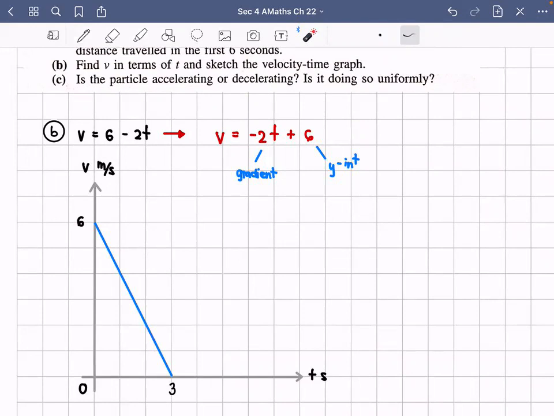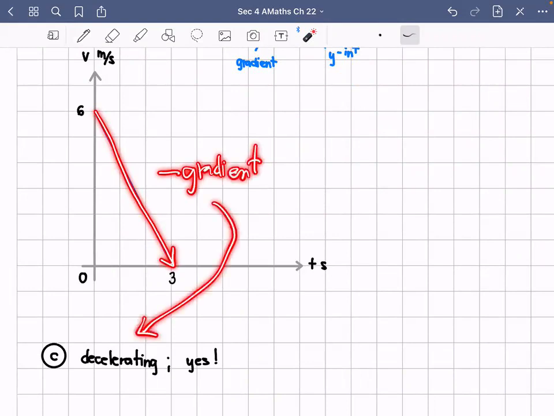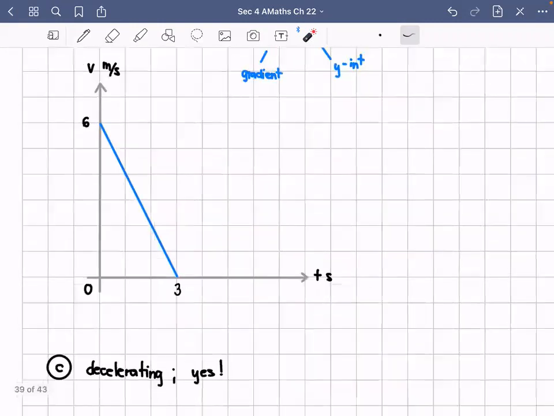All right. So let's go to letter C. Is the particle accelerating or decelerating? Is it doing so uniformly? Basically, yes, it's decelerating because in your velocity-time graph, this gradient here represents acceleration, right? And as you can see, if your gradient is going down, that means you have a negative gradient. Hence, it's decelerating if it's going down. And yes, it's uniformly going down.